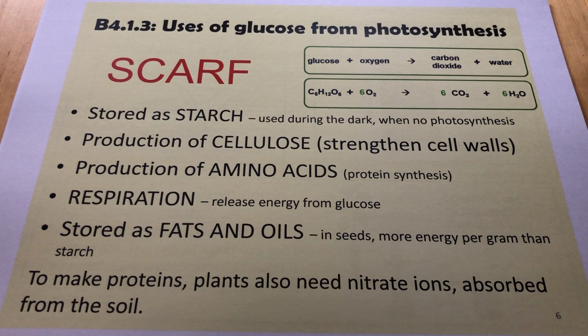So there's the S, production of cellulose. You've probably heard that word before because it strengthens the cell walls. So some of that glucose is used to make cellulose. Production of amino acids. This is a really important one, okay?